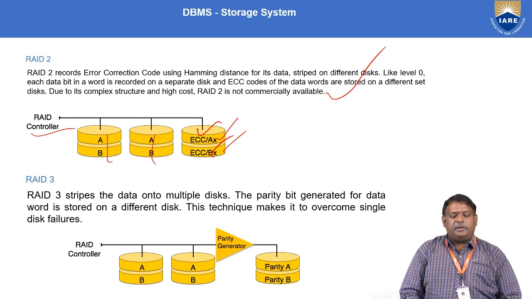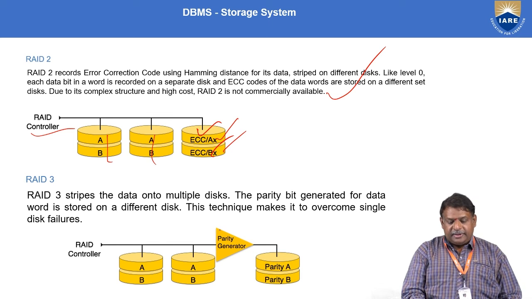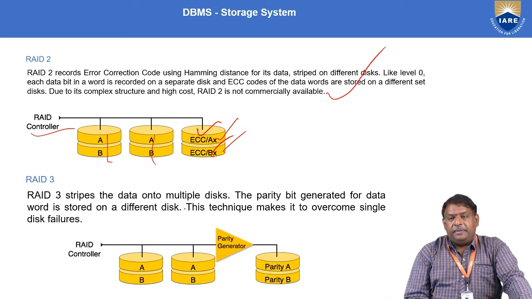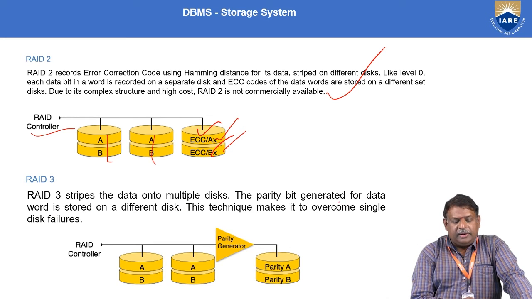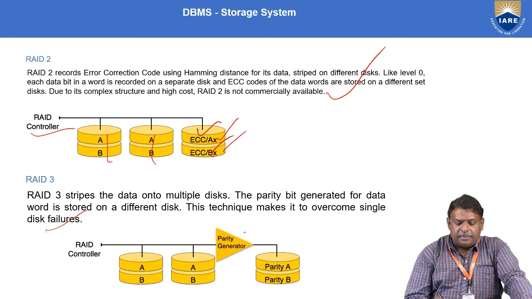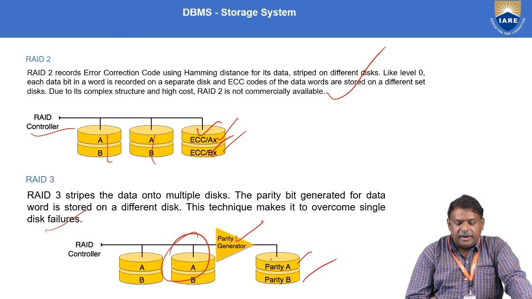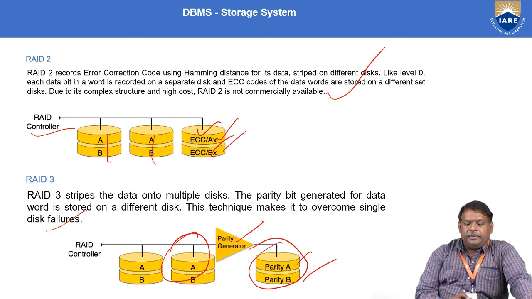RAID 3 stripes the data onto multiple disks. The parity bit generated for the data word is stored on a different disk. This technique makes it possible to overcome single disk failure. There is something called a parity generator, and the parity is stored separately. If a disk fails, you can recover the data using the parity disk.